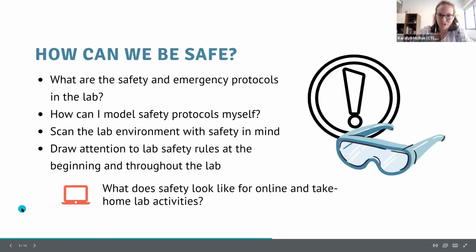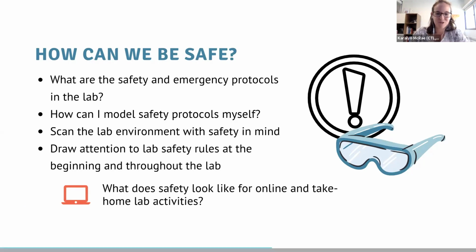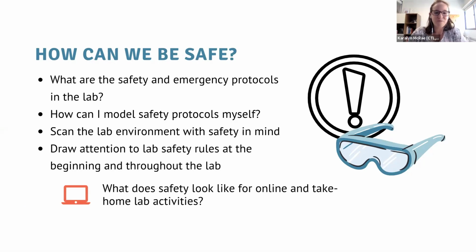Our fourth key question, and Eric, you had kind of predicted that this one was coming for TAs to think about, is how can we be safe? Our labs across all of the disciplines, whether it's in anatomy, biology, or engineering, all look very different, but there's always a component of safety associated with them. And think about, what are the safety and emergency protocols in the lab?